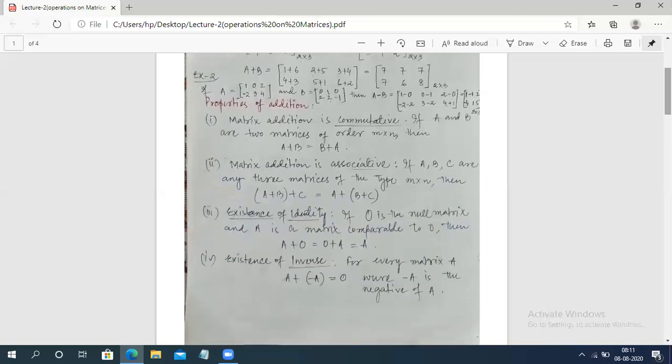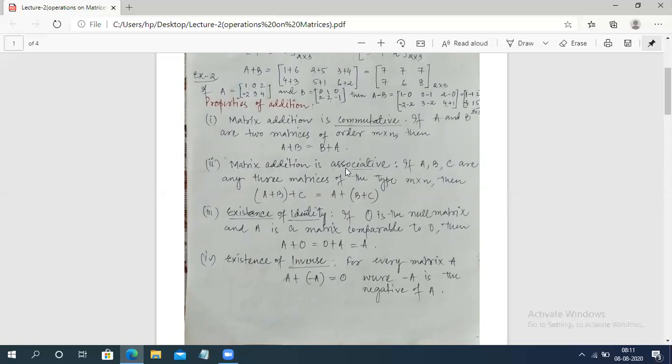Now addition satisfies some properties, where the first property is the property of commutativity, that is, matrix addition is always commutative. It means if A and B are two matrices, then A plus B will always be equal to B plus A. That means if we add A with the matrix B or we add B with the matrix A, the resultant matrix will be the same. It will make no difference.